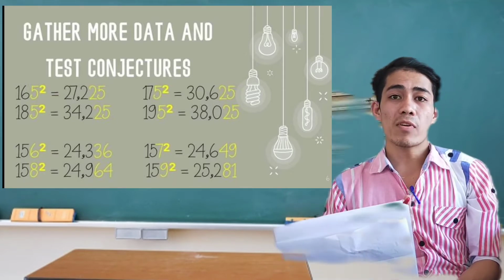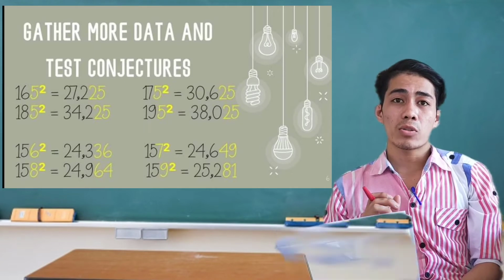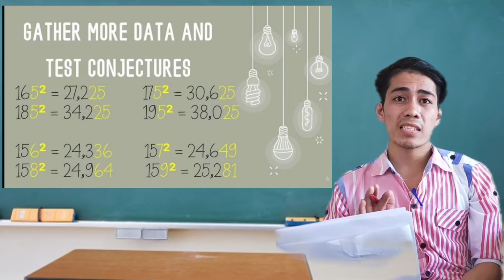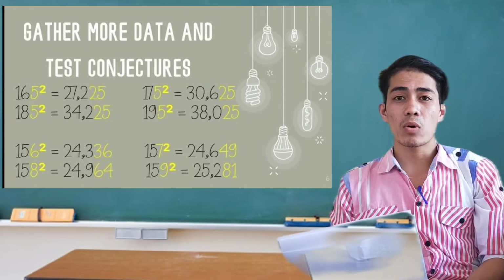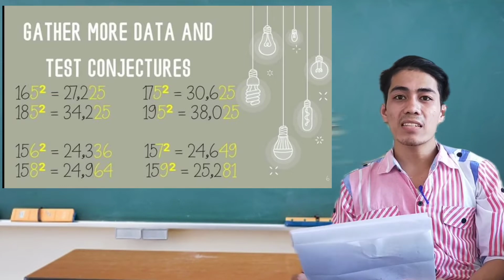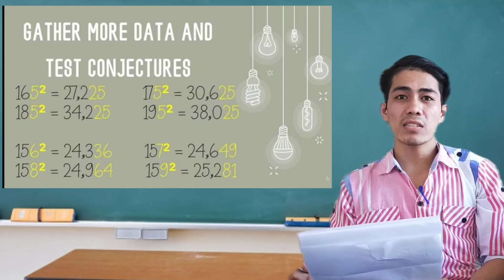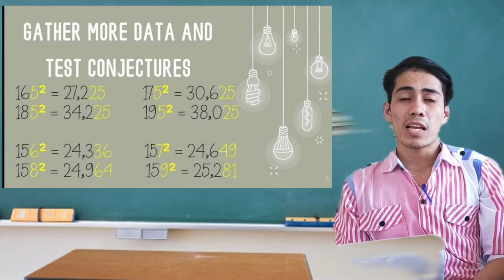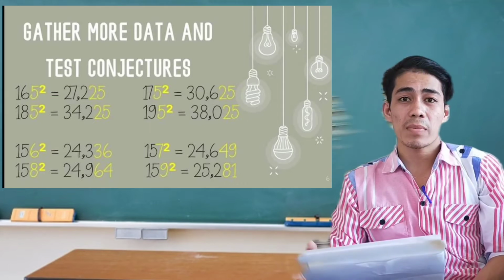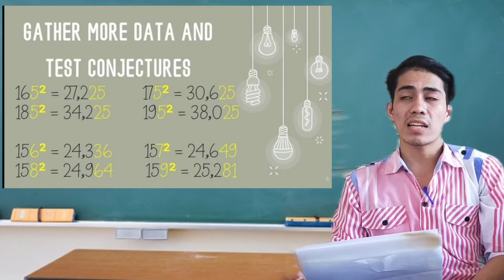So, for 165 squared, we are going to multiply 16 by the next number higher than it. 16 times 17 is 272. And then you tack 25 at the end. So that will be 27,225. And then for 175 squared, the same process: we are going to multiply 17 by the next number higher than it, and that will be 18.